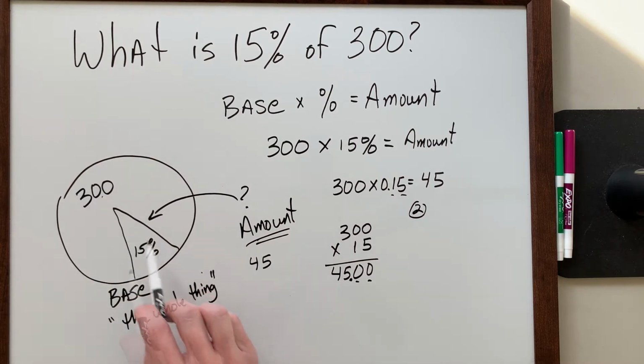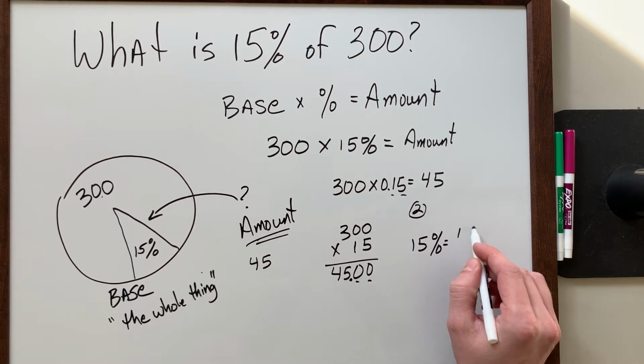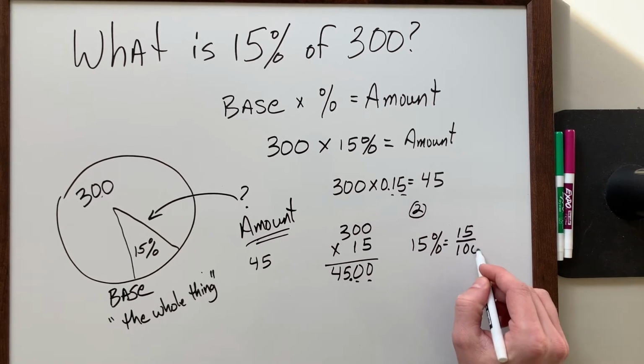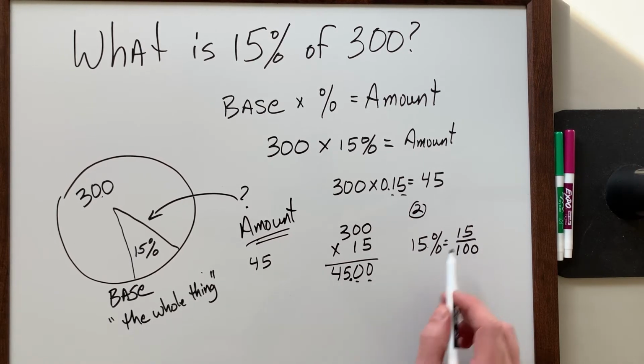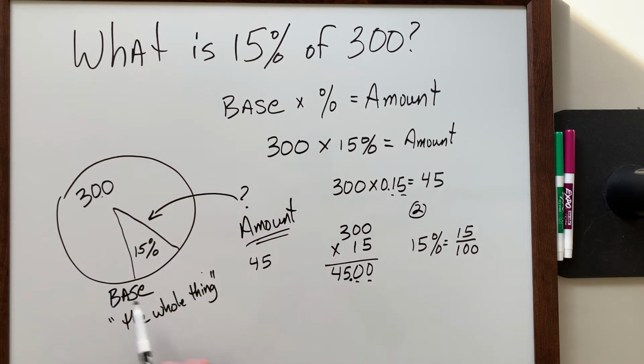So the percentage doesn't change. A percentage is a fraction out of 100. 15% equals 15 out of 100. This is always true, but if I change the total value, the base, then the actual amount will be a different number, even for the same percentage. Let's look at a quick example of that.